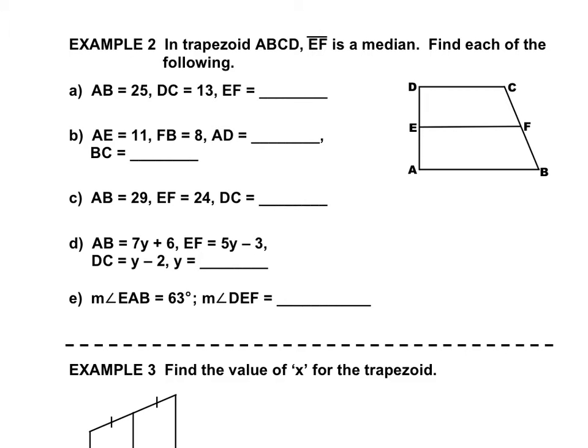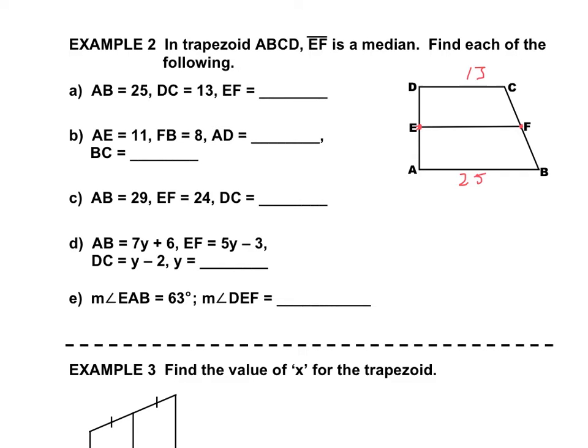Okay, so let's look at this example number 2 here. All right, in trapezoid ABCD, okay, so they're saying the trapezoid goes from A all the way to B, up to C, up to D, and back, okay? So it's the whole thing. EF is the median, okay? That means this is the midpoint of one leg, and this is the midpoint of the other. Find each of the following. So they say if AB is 25 and DC is 13, what is EF?